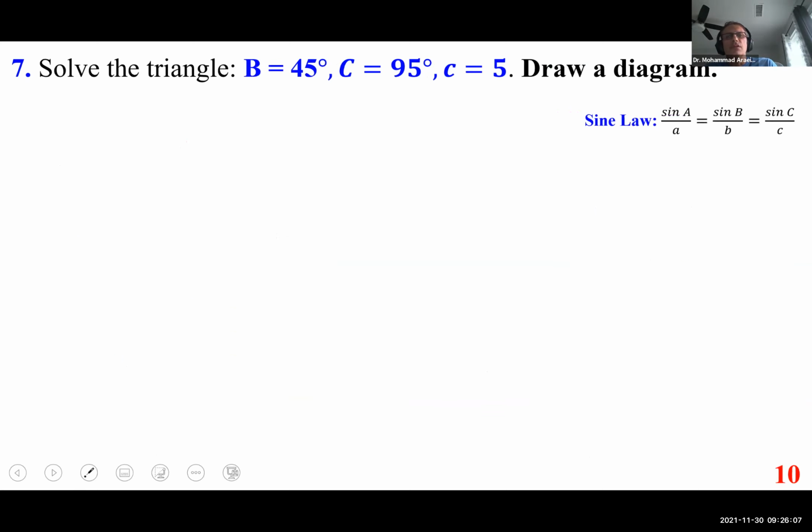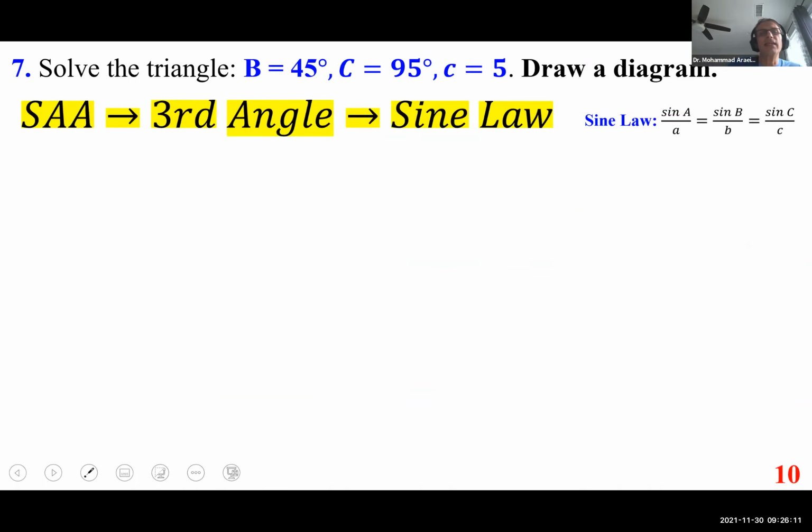All right, we have this situation which is known as SAA, side angle angle. We have side C, and we have two angles. So the very first step is to find the third angle, because they add up and you have to subtract them from 180, then use the sine law. So this would be the general format.